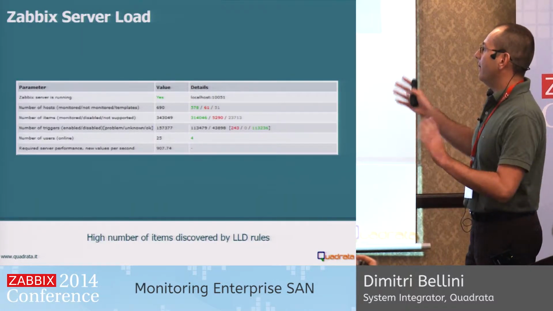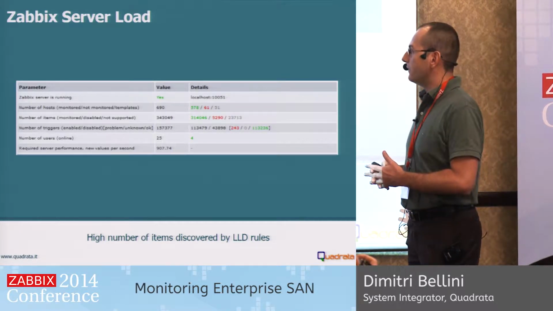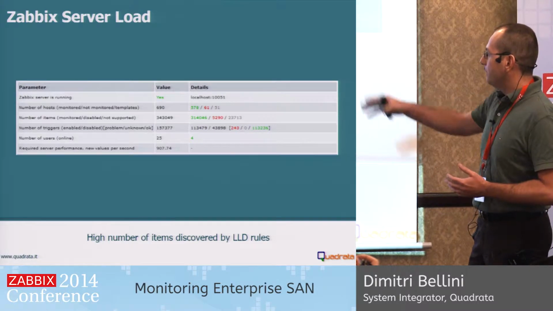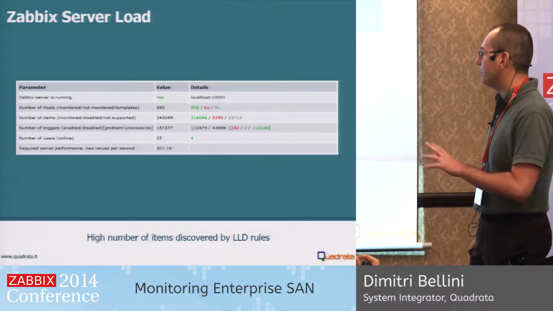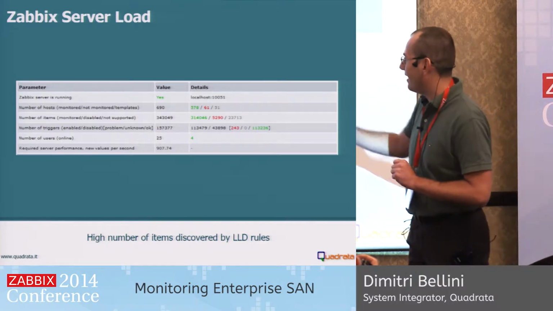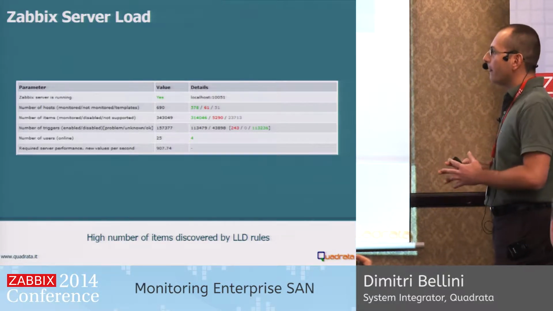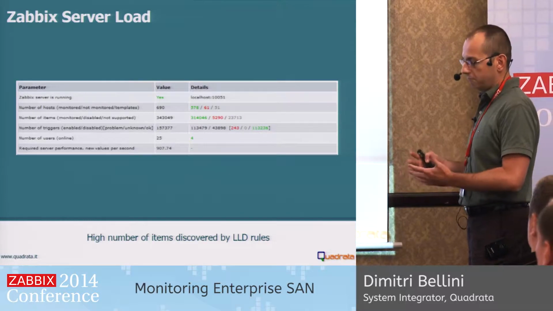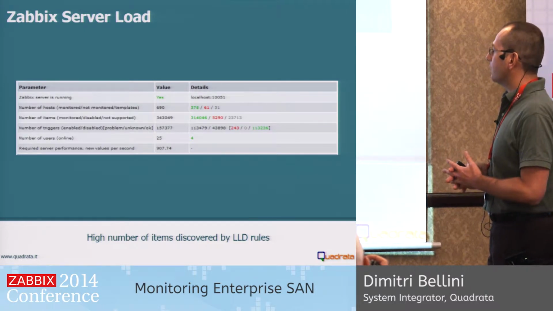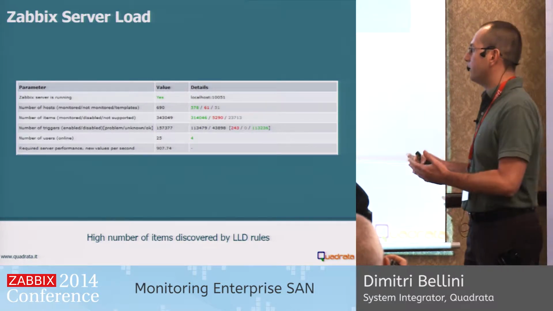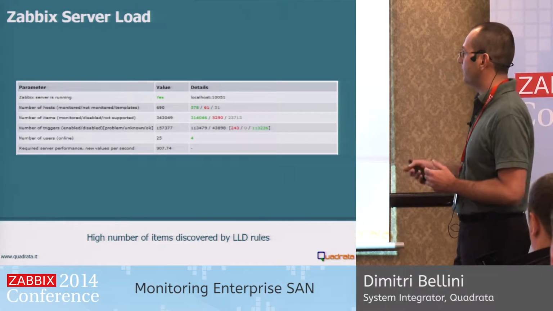This is an overview of the load on this server. It's not so huge now. It's near 900 new values per second, but we have to improve the monitoring, so probably in a few months we will be able to monitor other switches, and I think the value will increase to near 1,500 new values per second.